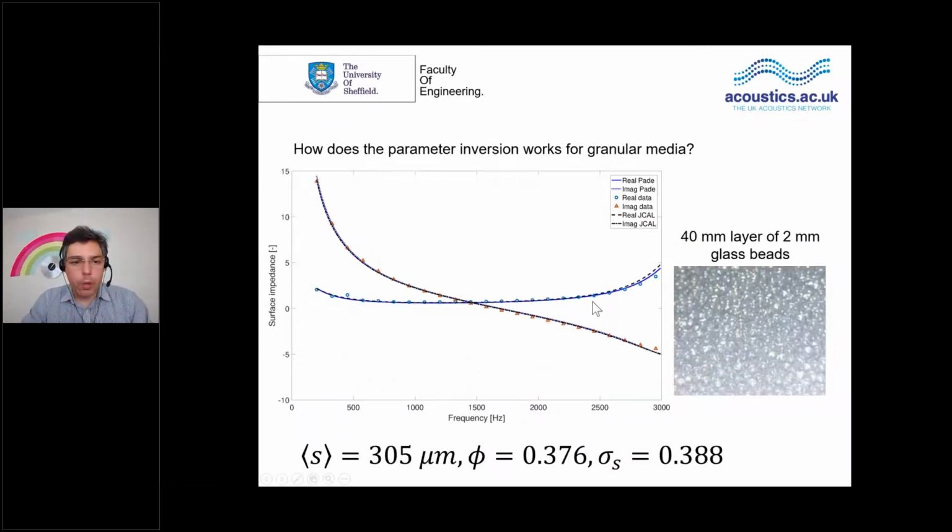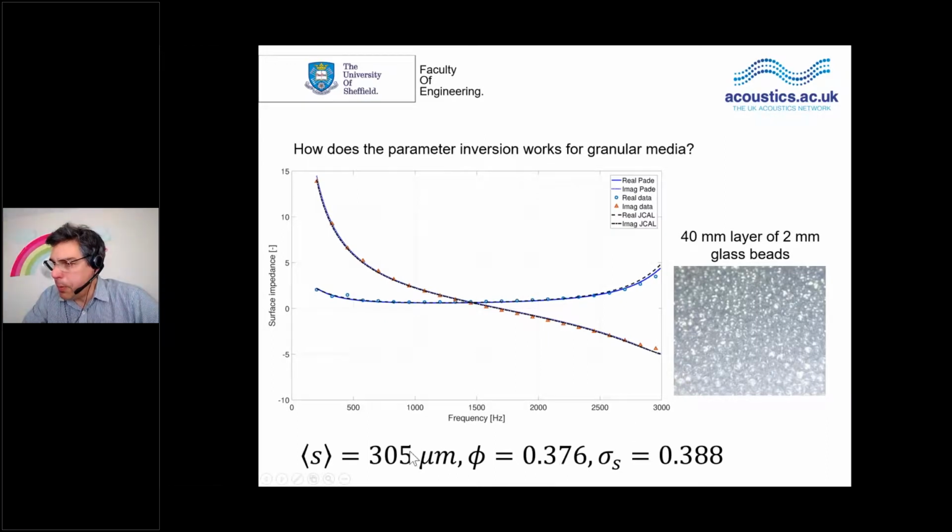Finally, I'll show you an example of a material which is quite strange for noise control applications. Basically glass beads, loose glass beads, a 40 millimeter layer of those loose glass beads. Similar comparison, surface impedance, real and imaginary part against frequency. The reason why we use the glass beads is because it's a very, very well defined material, whose properties are well known and characterized with non-acoustical means, for example, with flow resistivity or electrical conductivity experiments.